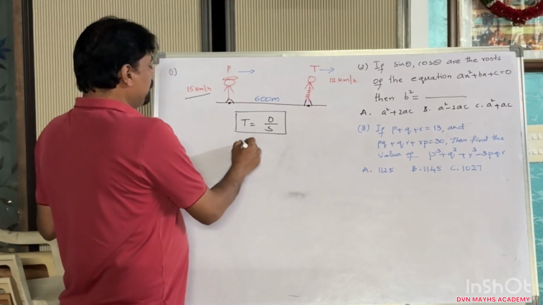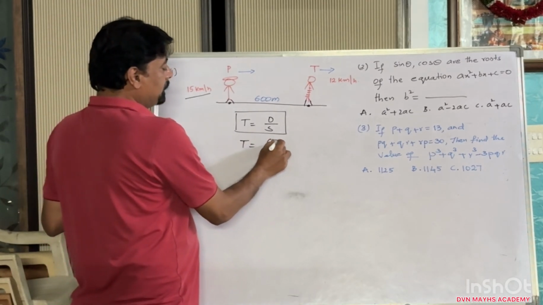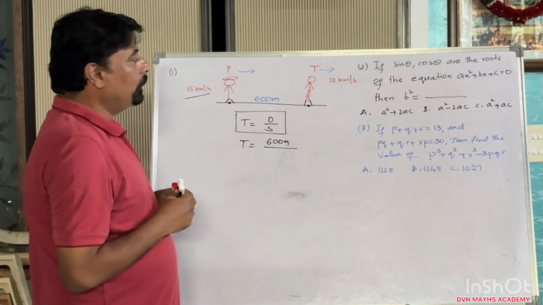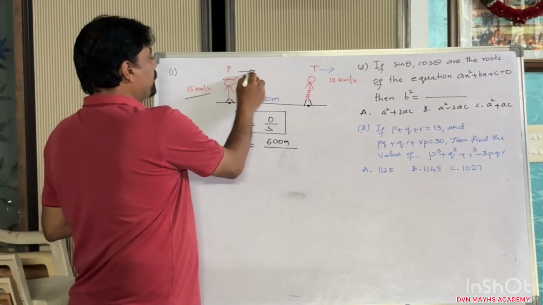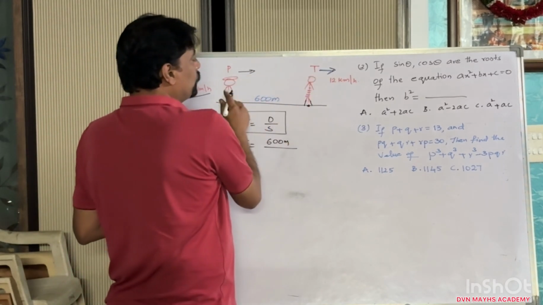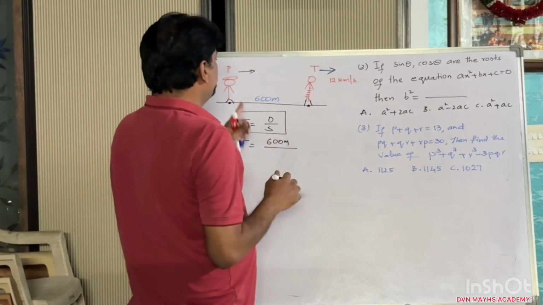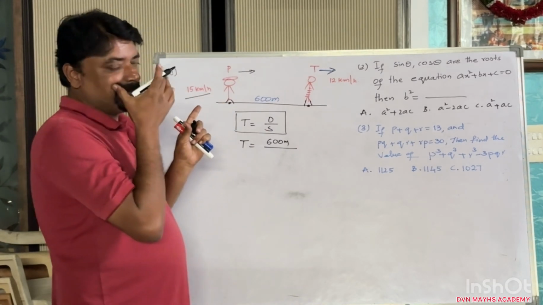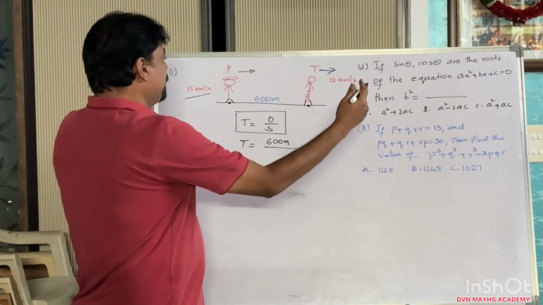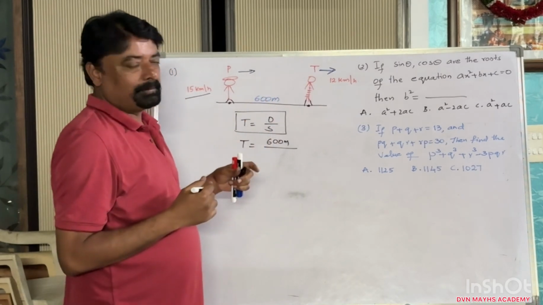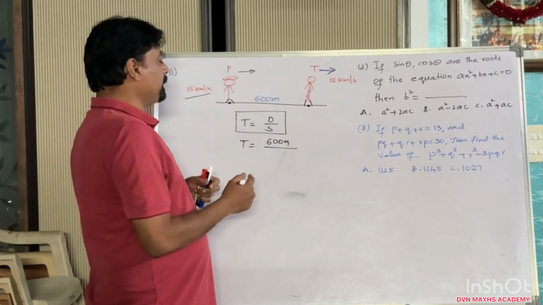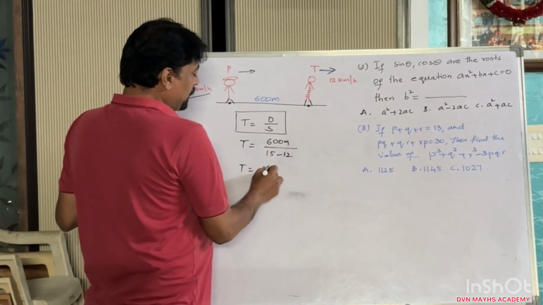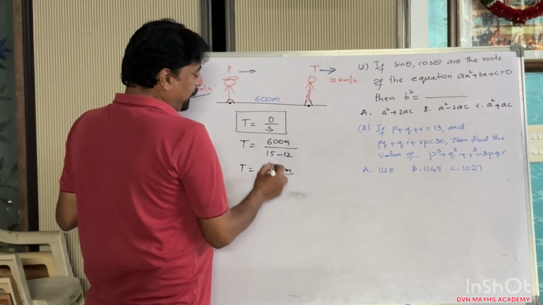Here time is equal to distance, which is 600 meters, by speed. So this speed is very, very important to know. Both are running in the same direction. So when two things are moving in the same direction, the speed becomes the subtraction of the both speeds, I mean the difference of the both speeds. If they are traveling in the opposite direction, we need to add the both speeds. But in this situation, both are traveling in the same direction, so the speed will be 15 minus 12. So time is equal to 600 meters by 3.